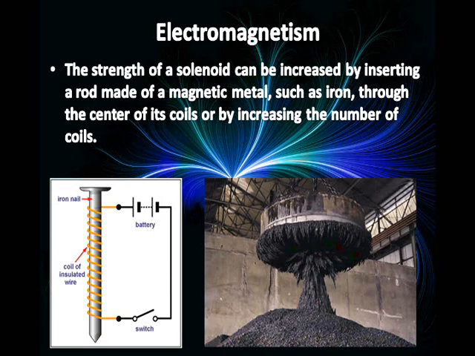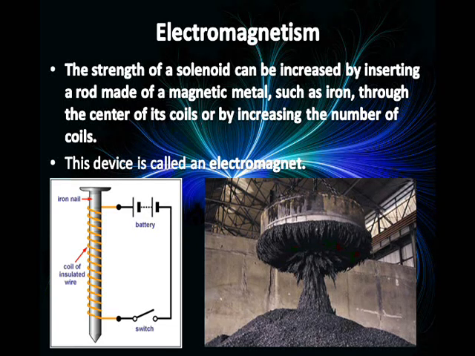Now, the strength of a solenoid can be increased by inserting a rod made of a magnetic metal, such as iron, through the center of its coils. You can also increase the strength of a solenoid by increasing the number of coils. Since you're increasing the number of coils, you're increasing the electric current, and that's what helps increase the strength. This device is called an electromagnet because you're using electricity to create a magnetic field. And once you insert that metal rod into the middle of the magnetic field, it becomes magnetized, and this can be used as an electromagnet.